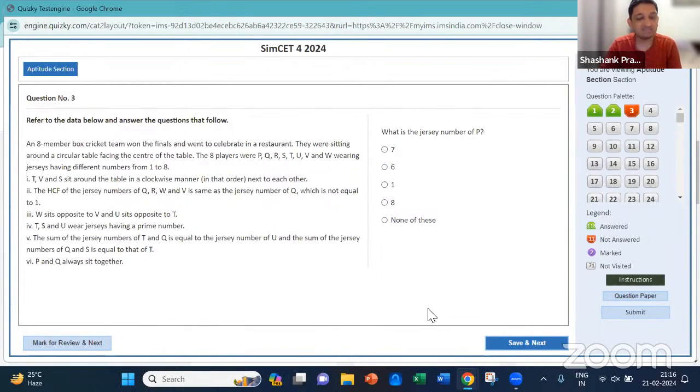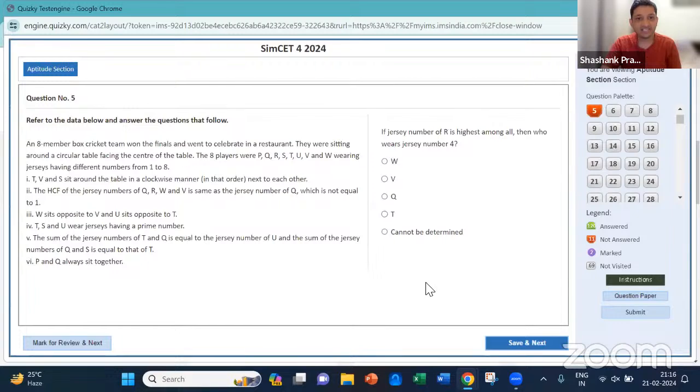Jersey number of P cannot be determined, right? Because 2, 4, 6, 8 should be there. So R, V, W are 4, 6, and 8. So P has to be 1. Very nice. Who sits opposite to R? This we already got. R is opposite to P. First answer we had given.